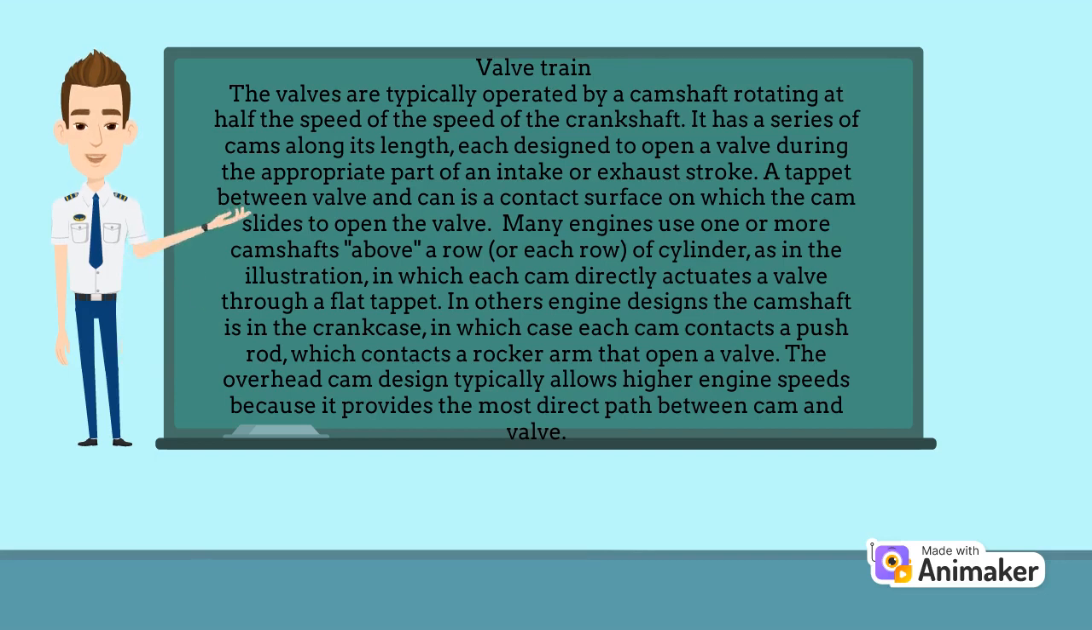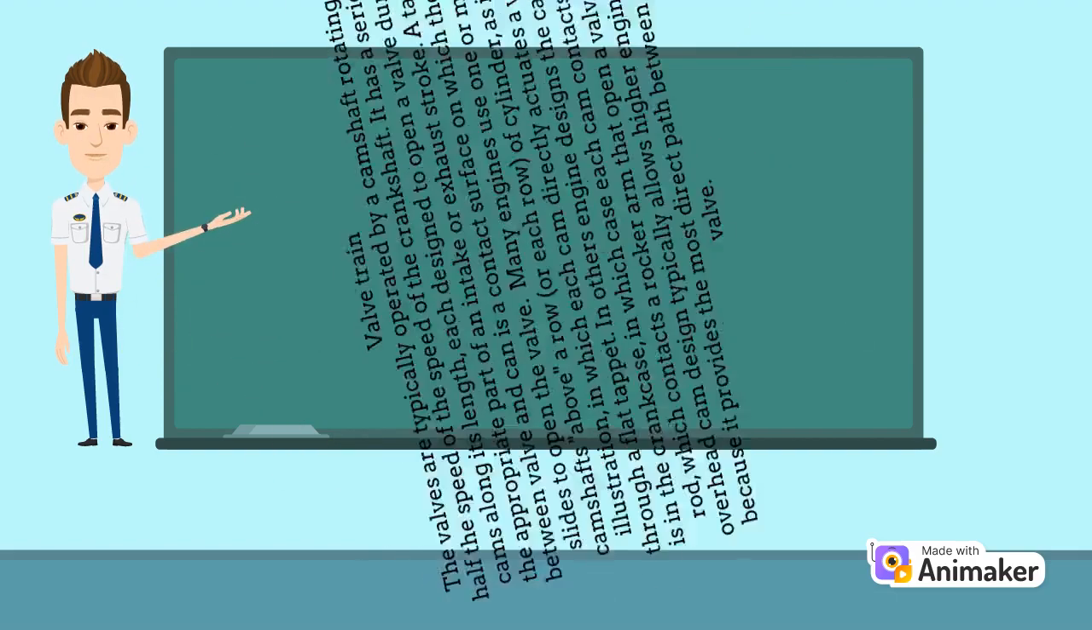In other engine designs, there is a camshaft in the crankcase, in which case each cam contacts a push rod, which contacts a rocker arm that opens a valve. The overhead cam design typically allows higher engine speeds because it provides the most direct path between cam and valve.